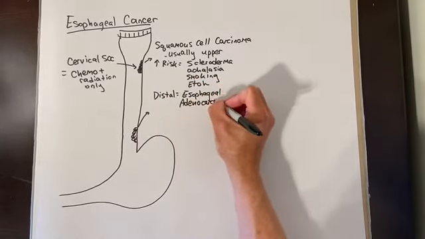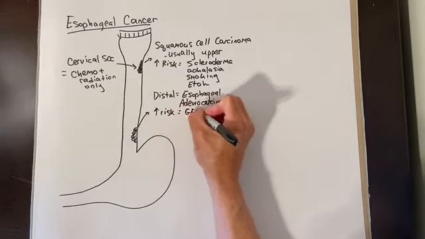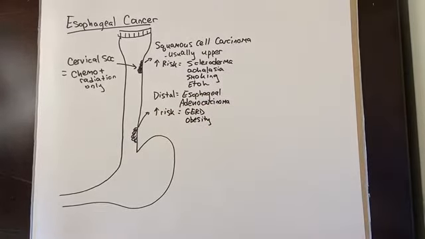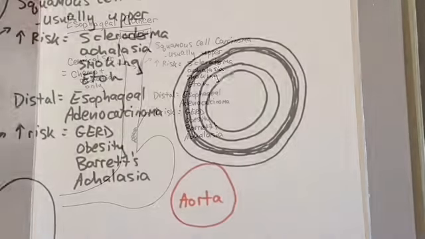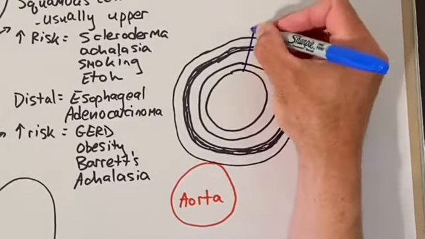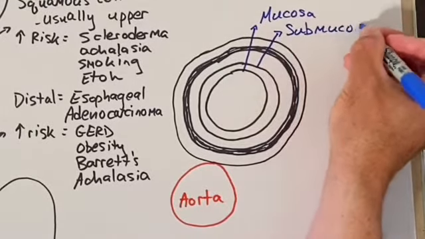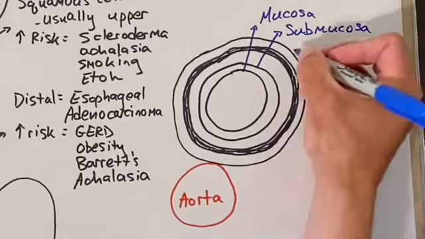So risk factors for distal esophageal adenocarcinoma are GERD, reflux, and obesity, which is related to GERD, Barrett's esophagitis, and achalasia. So remember that the layers of the esophagus are mucosa, muscularis mucosa, submucosa, muscularis propria, then adventitia. There is no serosa in the esophagus.